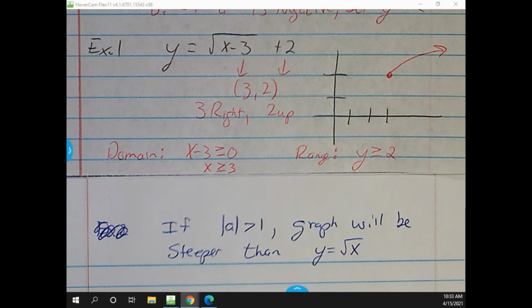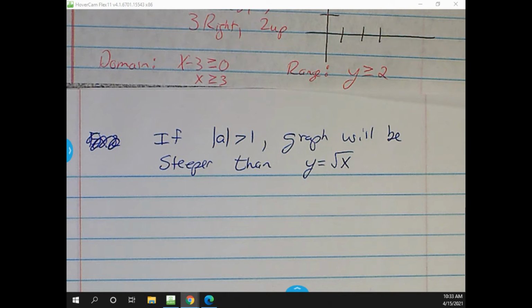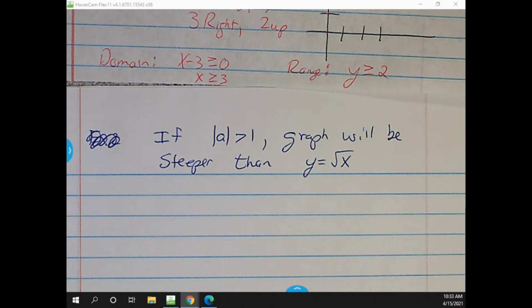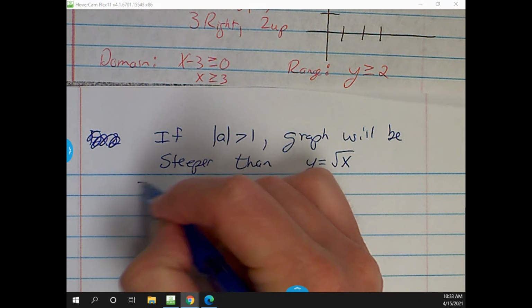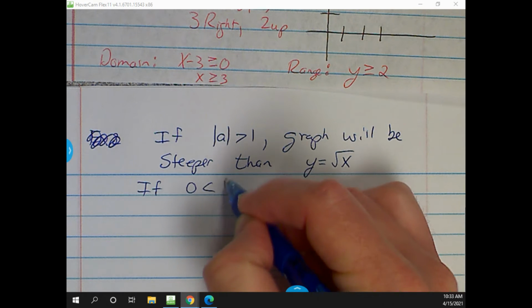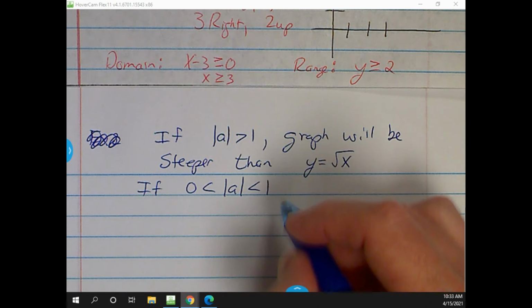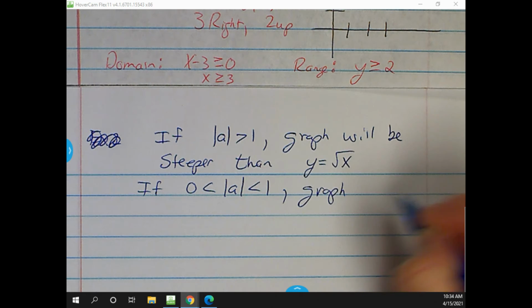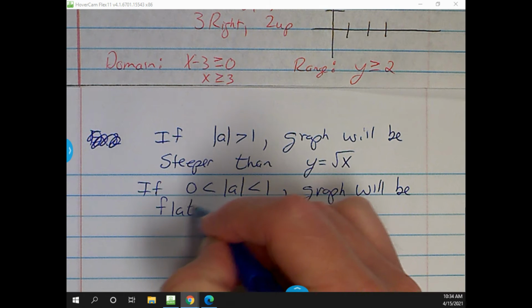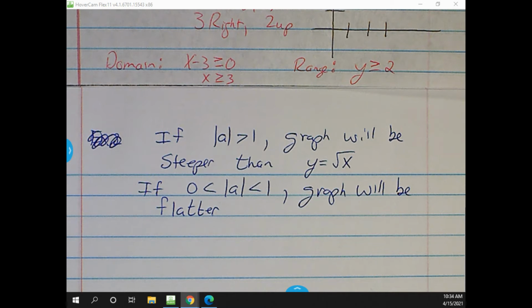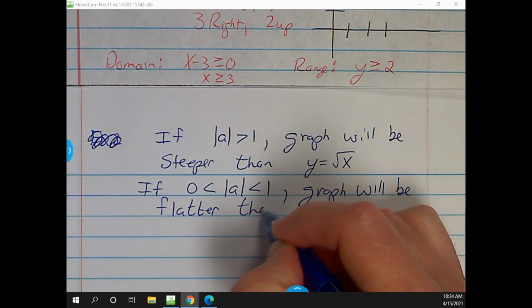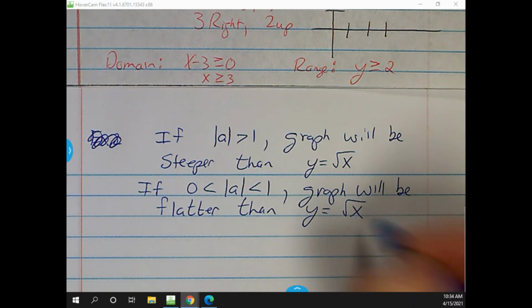So if the absolute value of A is bigger than 1, the graph will be steeper than if you were just doing a regular absolute value or square root of x. And if that A value happens to be somewhere between 0 and 1, like 2/3 or a half, then your graph will be flatter, or less steep, however you want to say it, than y equals the square root of x.